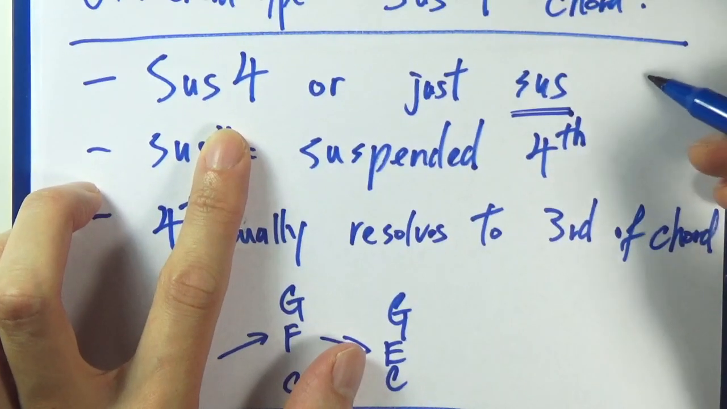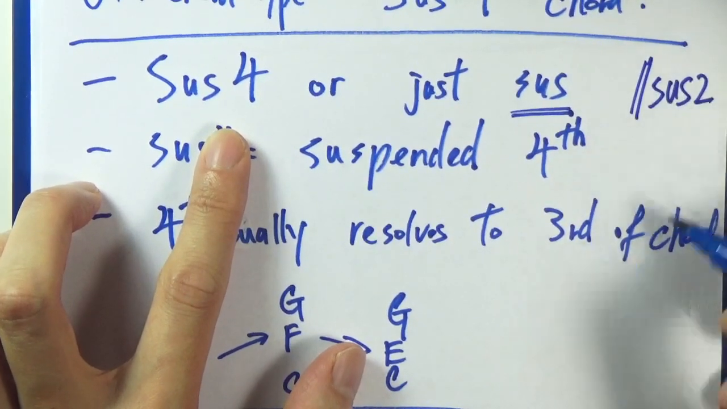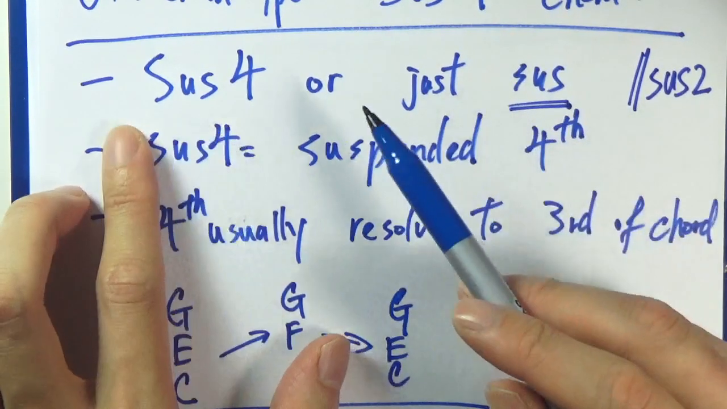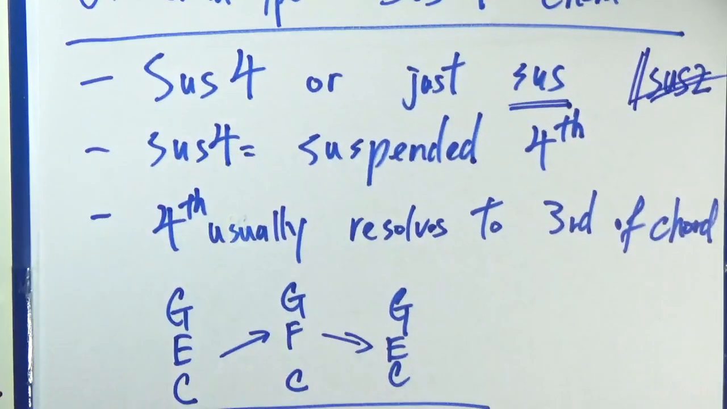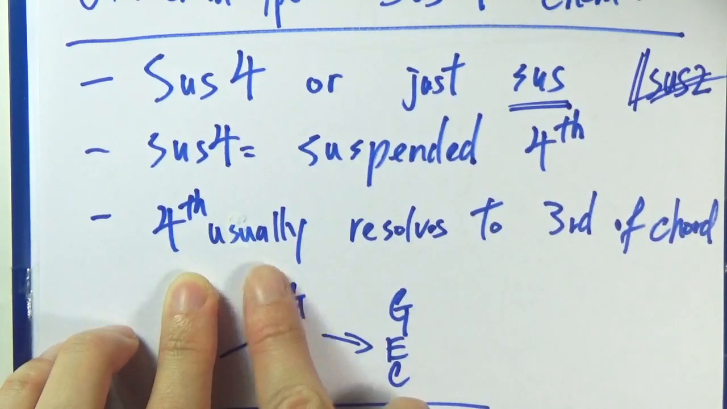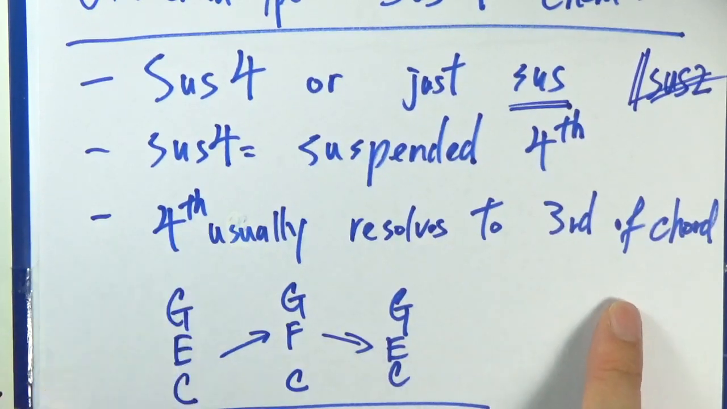Occasionally we'll see Sus2, that's something else. We'll talk about that later on. But if you just see a Sus there, probably it means a Sus4 chord. So the fourth of the chord usually would have to resolve to the third of the chord.